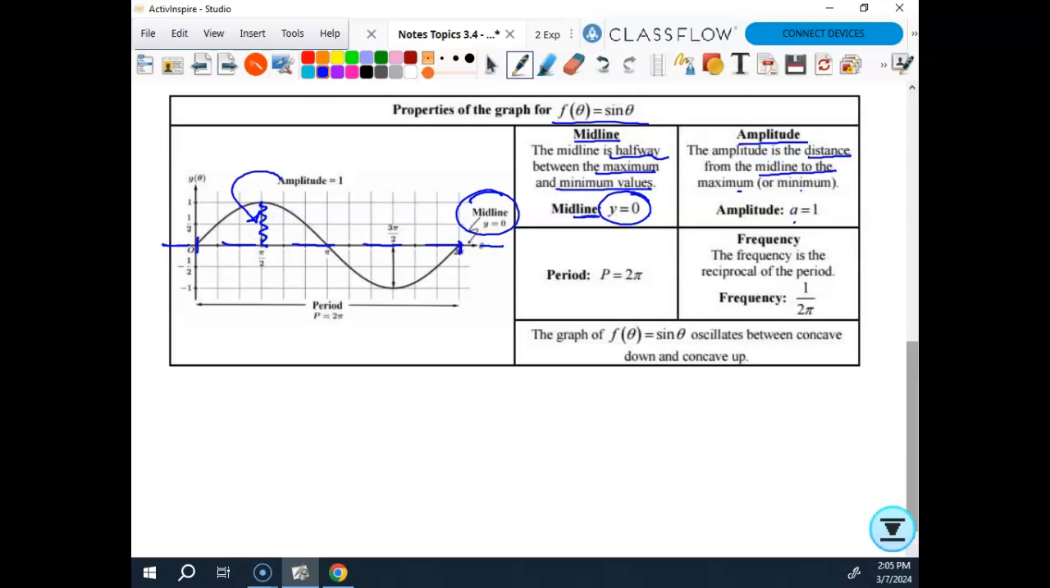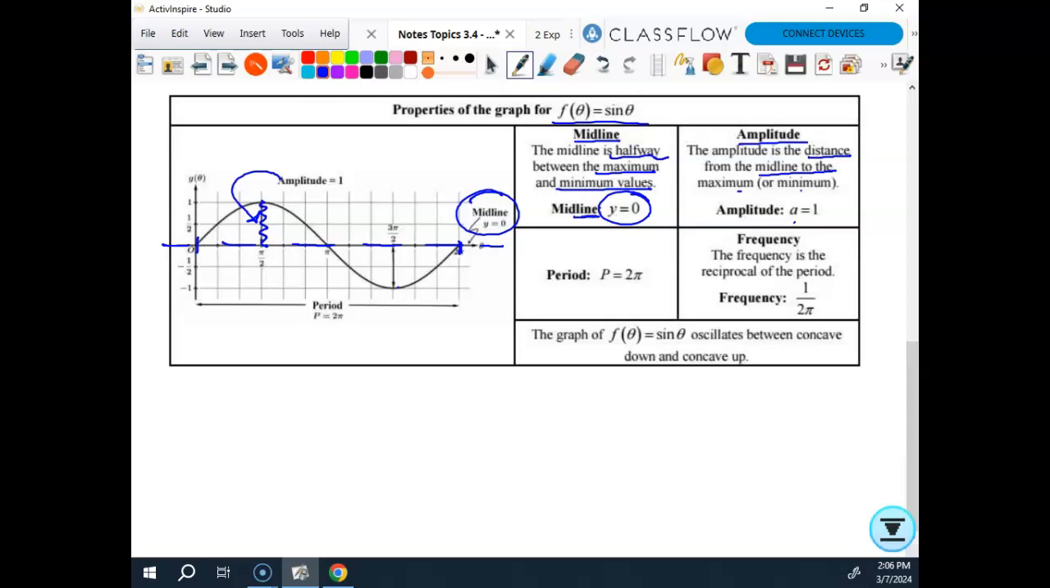So if I had 2 sine of theta, my amplitude would be 2, so I'd have a vertical stretch, and my maximum would be at 2, and my minimum would be at -2. So it's the same stretch compression thing that's happening there. Okay, you having some light bulbs go off for physics? Hey, good for you. Okay.